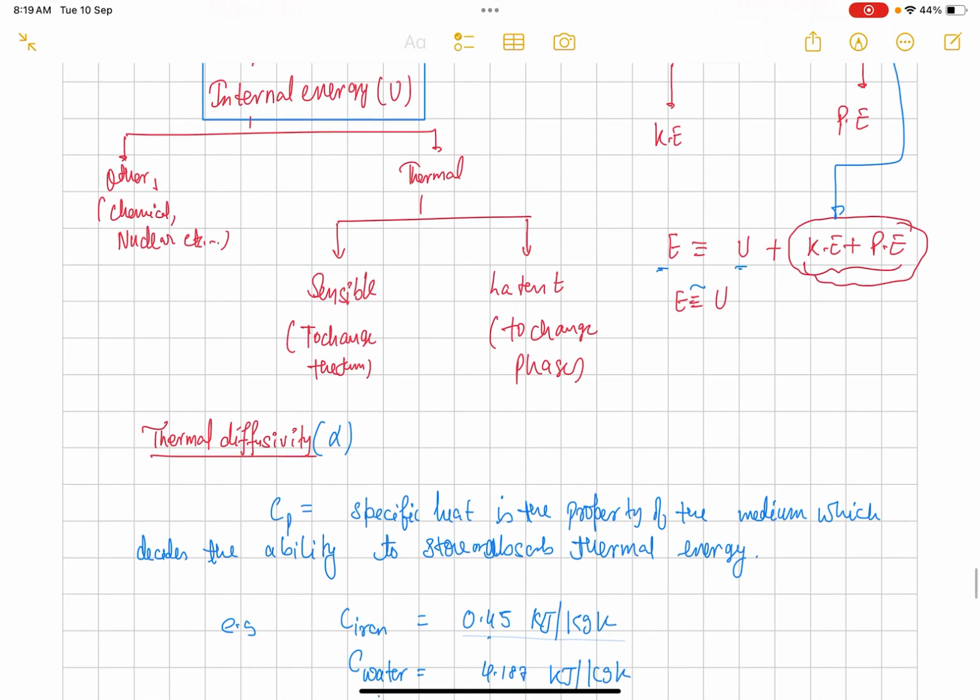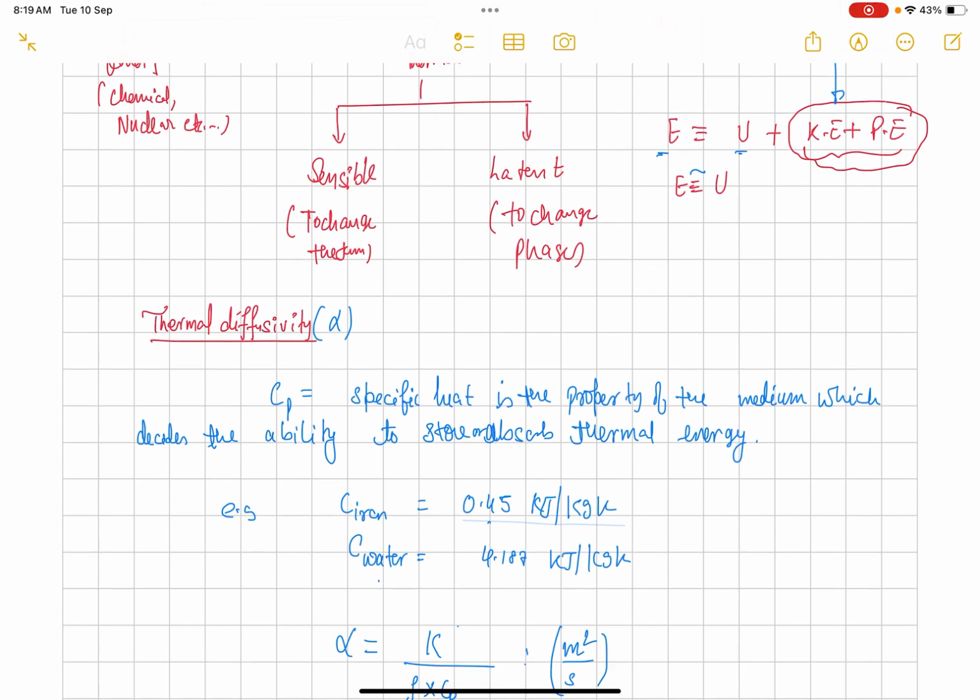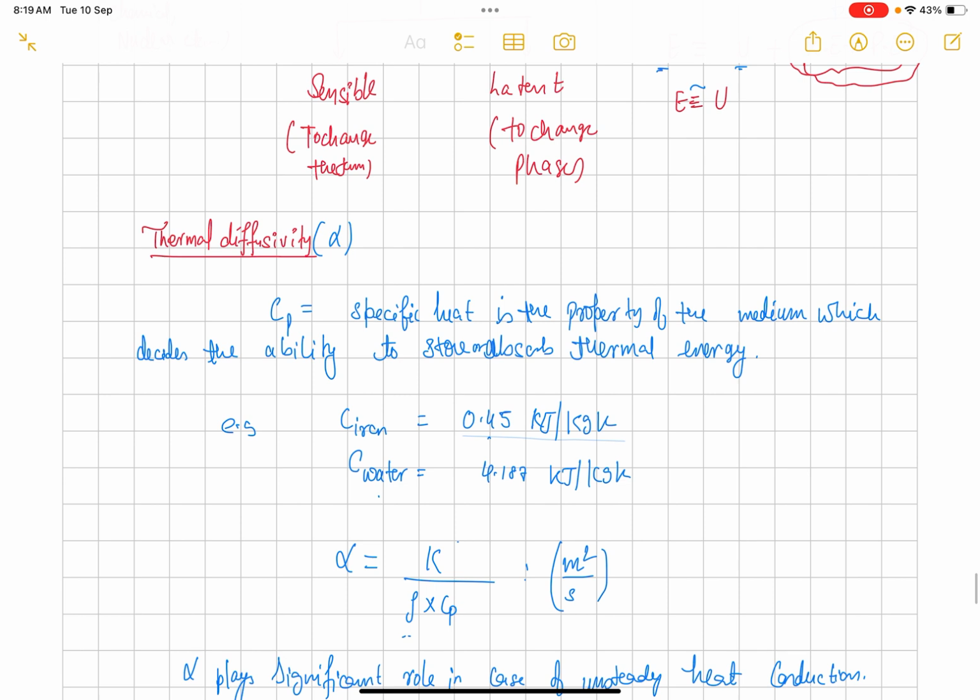So next there is one important property which we should know, which is the thermal diffusivity of the system. Thermal diffusivity represents the ratio of the ability of the medium to conduct heat with respect to the ability of the medium to absorb heat. It will be a ratio of thermal conductivity in the numerator, and storage, which means there will be the specific heat of the body, in the denominator.